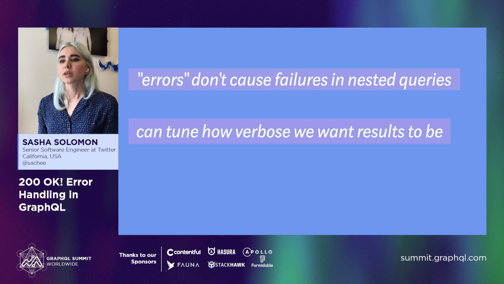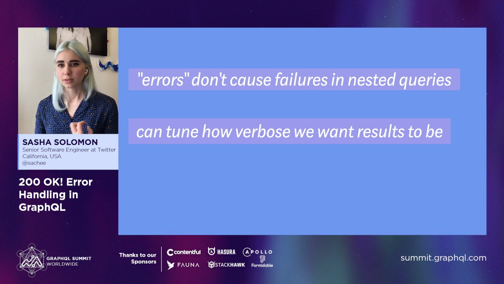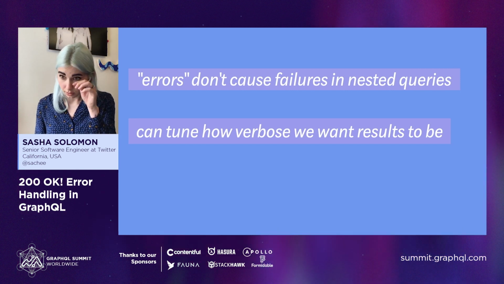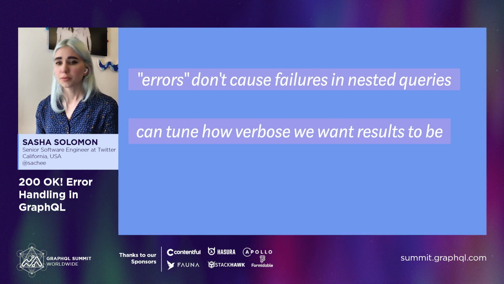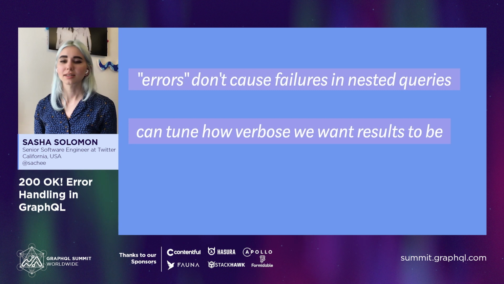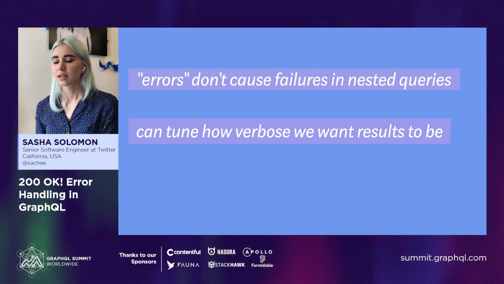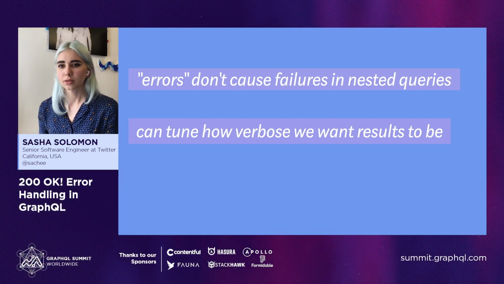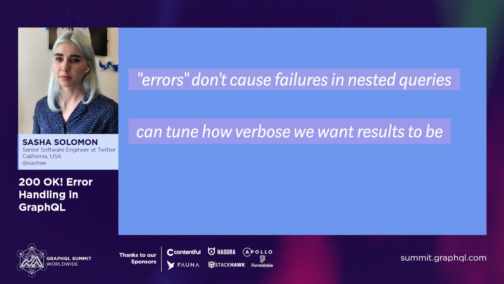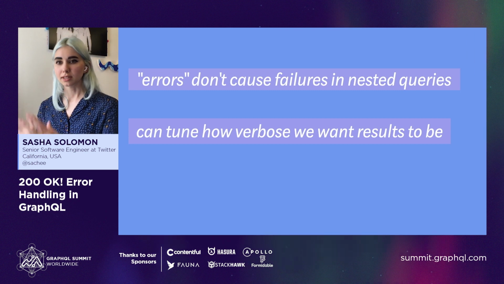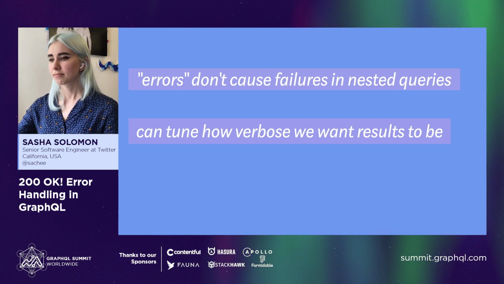The other thing is that we can tune how verbose we want these results to be. We can add result types to any entity we want, like we did with user and profile image, or not. We don't have to. We get to decide what we want this to look like. We can add a bunch of stuff to each of our results, or we don't have to add anything. We can just add a field, or it can just be a type. It doesn't matter. We get to decide how this is encoded and how this is in our schema.